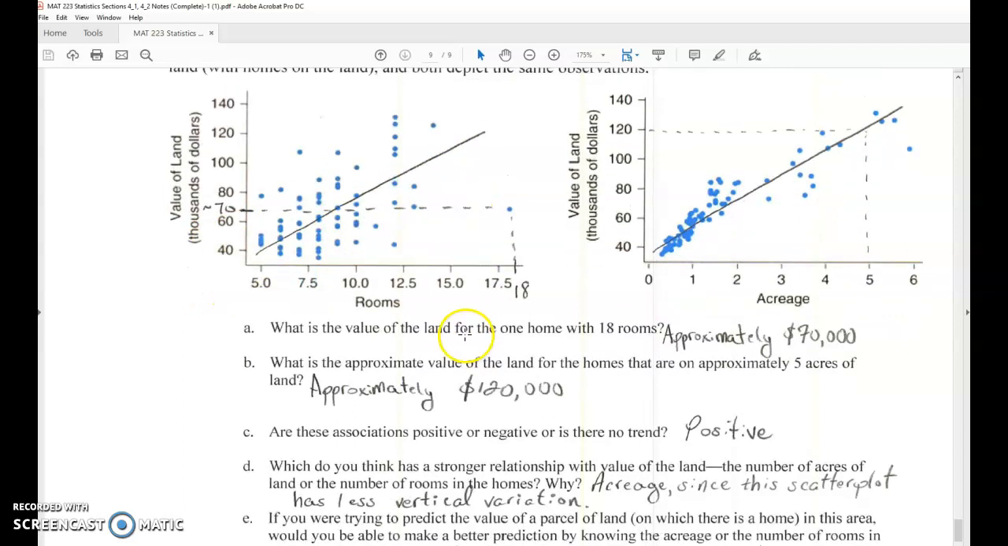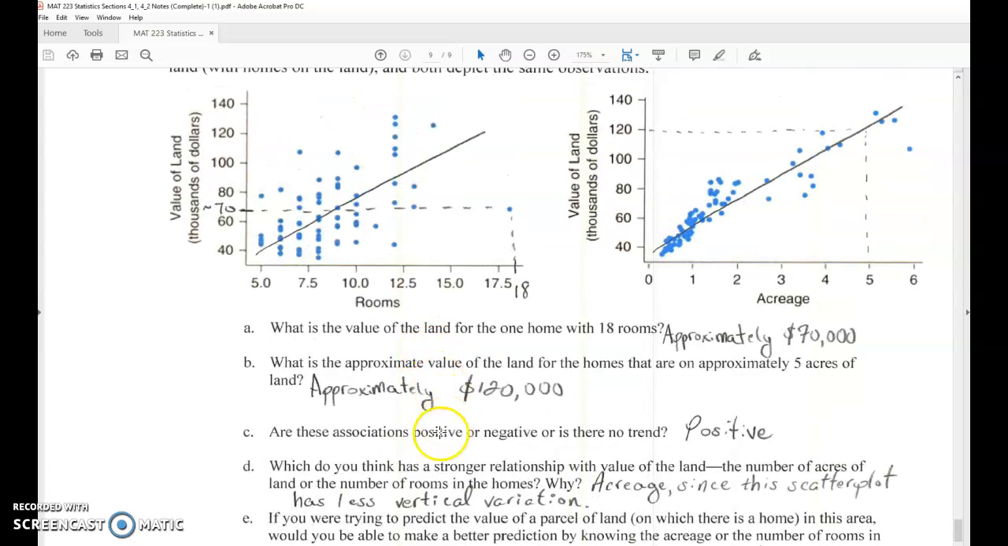It's pretty weak. What is the value of the land for the one with 18 homes? If I were going to read this, here's the guy with 18 homes. I kind of came up, drew it across. It's around $70,000. What is the approximate value of the land for the homes with approximately 5 acres of land? If something was on 5 acres of land, it would hit the line that fits through it the best. There's actually no data point there, so I'm going to use the line that fits through this the best as a prediction of it. So that would be about $120,000.